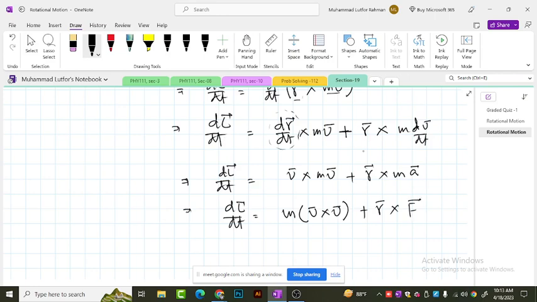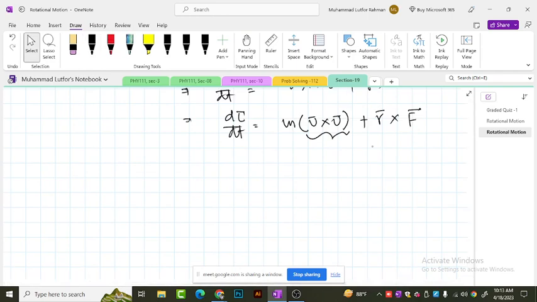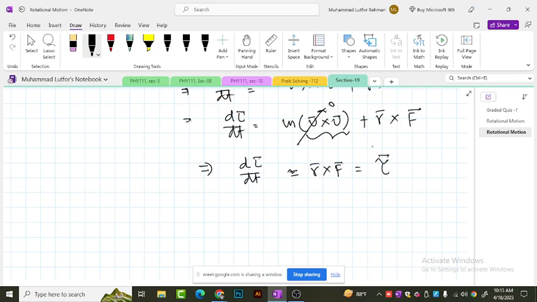Now what should be the value of v cross v? Zero. It should be 0, right? Because the angle is 0. So that's why I can write this as 0. I'll simply find that it should be r cross F, and r cross F is simply what? Torque. Right. Then we can write down the torque.